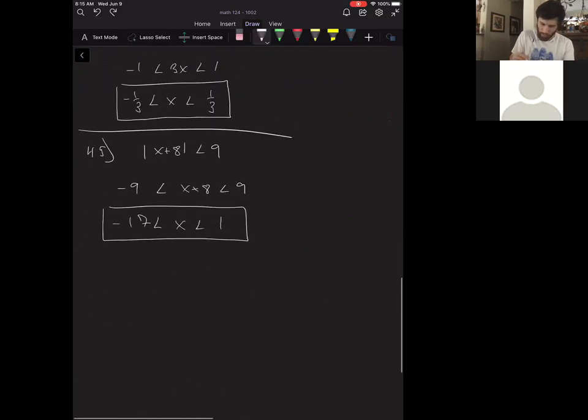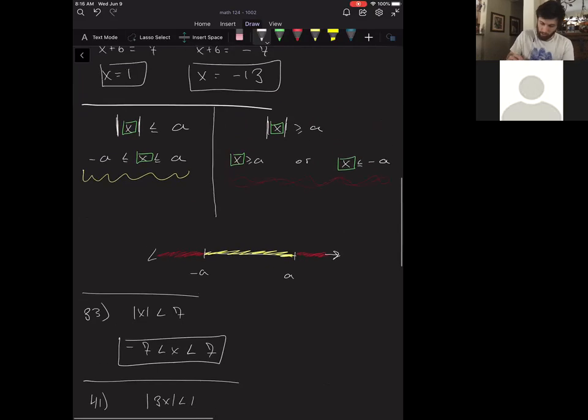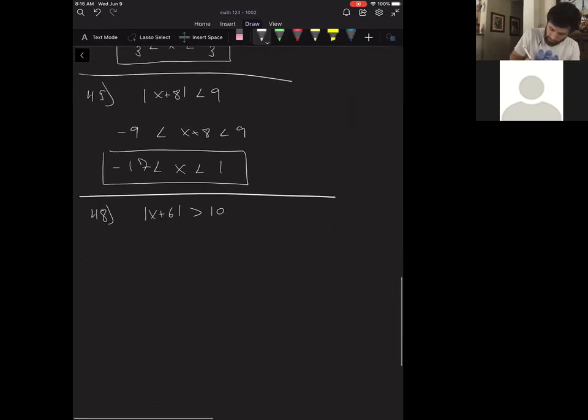All right. Let's do 44, or no, it's 48. So 48 is saying the absolute value of x plus 6 is bigger than 10. So this is now this top right version. What this means is the inside, x plus 6, is going to be bigger than 10, or x plus 6 is going to be less than minus 10. So on the right-hand side, we have x is going to be bigger than 4. And over here, we have x is going to be less than minus 16.